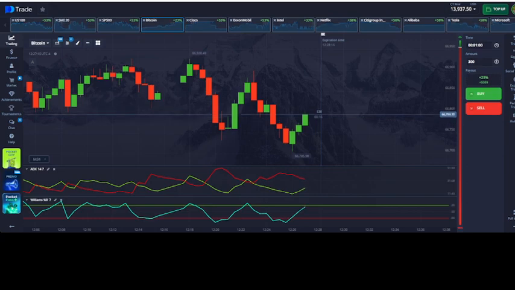In this video, I'm going to be trading regular currency pairs on the Pocket Option platform utilizing the ADX indicator and the Williams Percent R indicator.